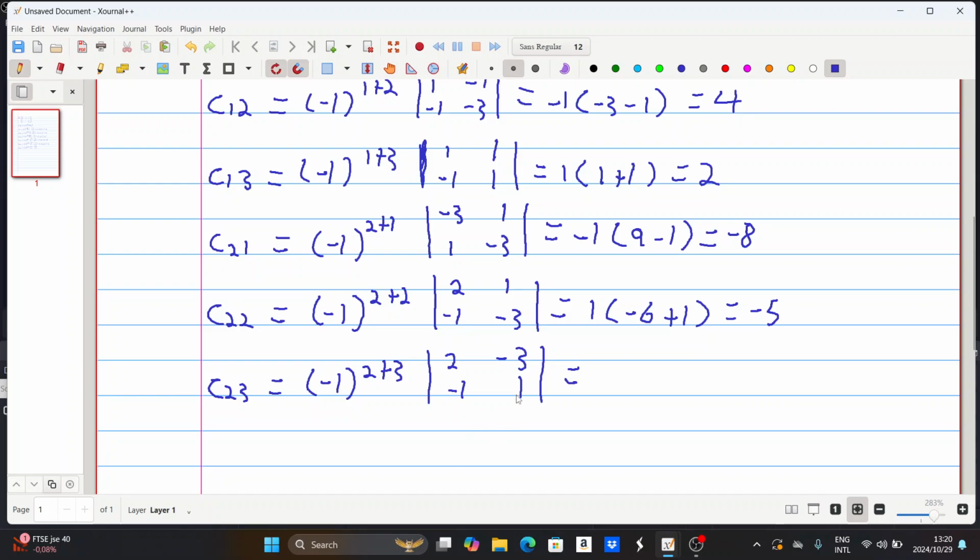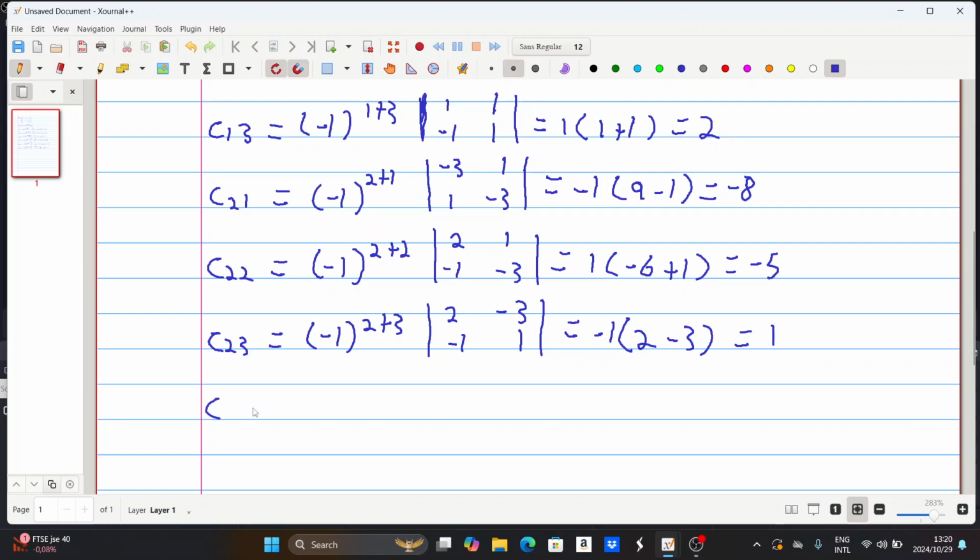This is going to be equal to, this one is going to give us negative 1 to the power 5, which is negative 1, right? Then we have 1 times 2, which is 2. And then we have minus 3 times minus 1 times minus 3, which is going to give us positive 3. And the negative there is going to be minus 3. 2 minus 3 is minus 1. Minus 1 times minus 1 is going to give us 1. So we have 1 here for C23.